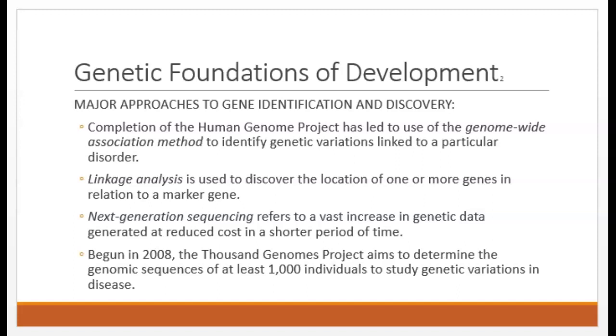Linkage analysis is used to discover the location of one or more genes in relation to a marker gene whose position is already known. Genes transmitted to offspring tend to be in close proximity to each other, so that the gene or genes involved in the disease are usually located near the marker gene.